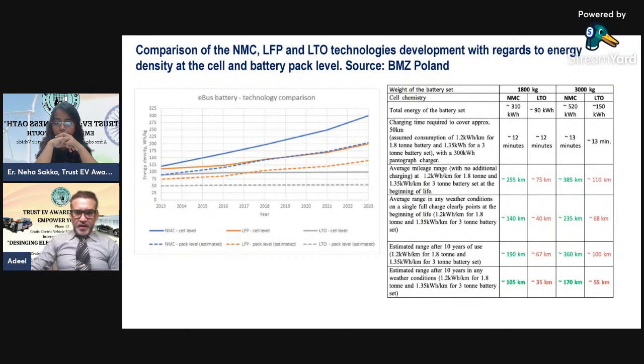In the other graphs that you can see, it is about e-bus battery technology comparison. Now we are looking at the evolution of the battery. NMC is cell level, LFP is cell level, LTO is cell level. NMC, which you can see in blue, is NMC pack level, and from 2013 we can see that in terms of the comparison of e-bus batteries, the technology is moving forward by 2022, 2023. So these are the statistics that you need to know.